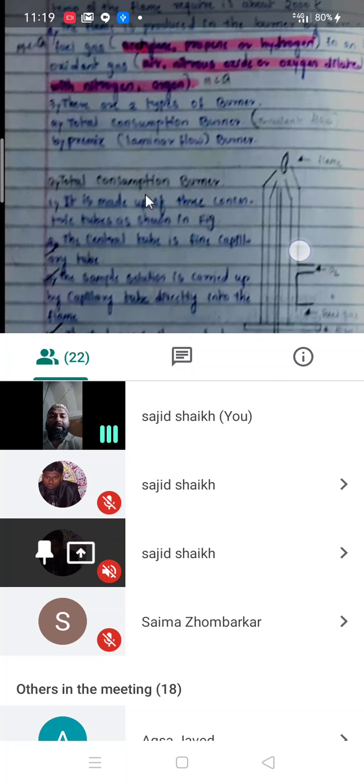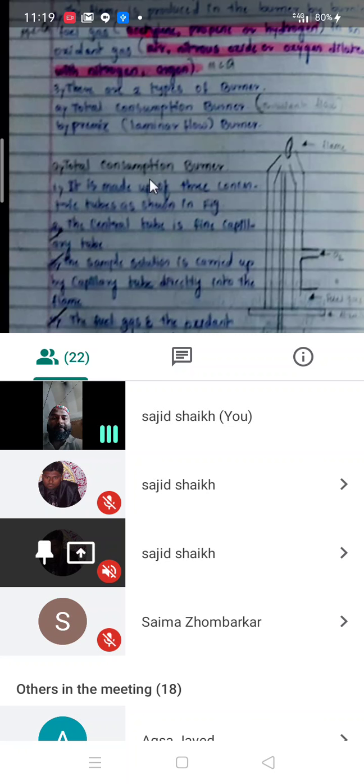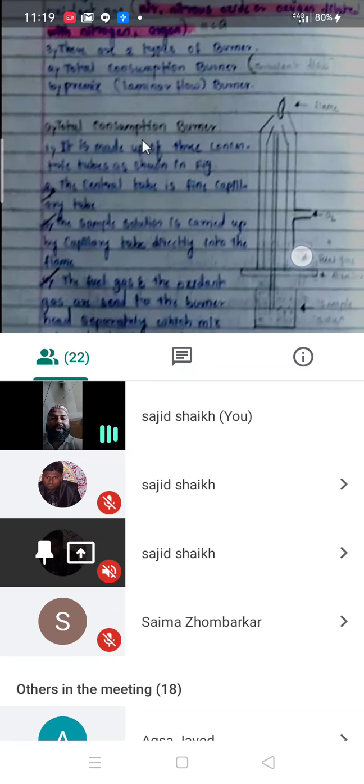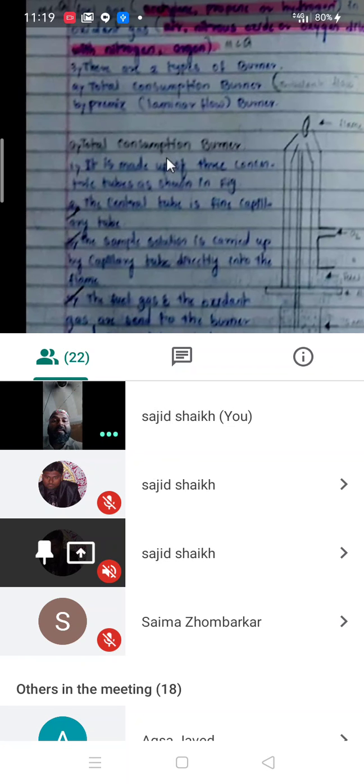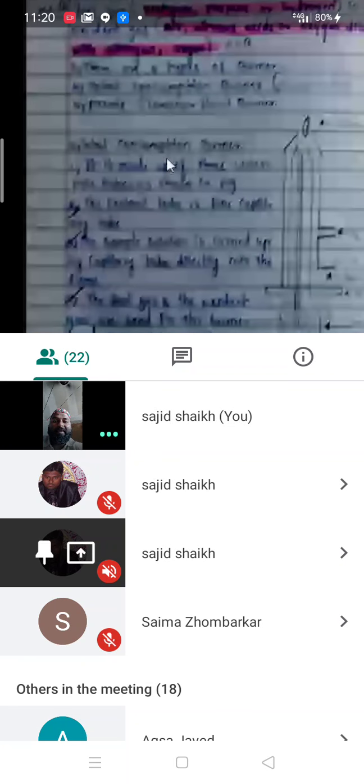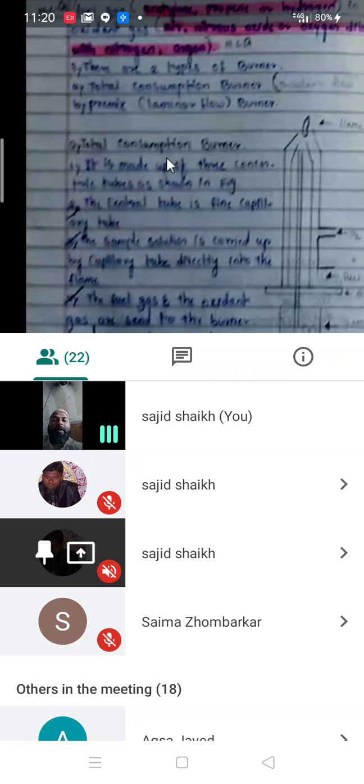First of all, we will talk about the total consumption burner. The construction is shown there. How is it made up? It is made up of three concentric tubes which are shown in the figure. You can see in the figure these three concentric tubes are there.